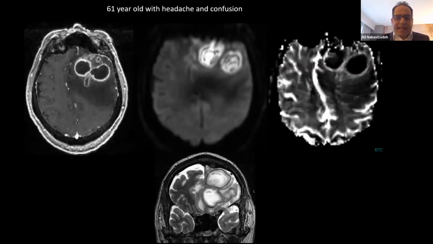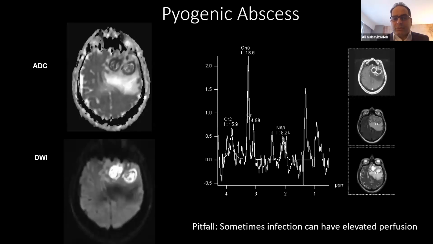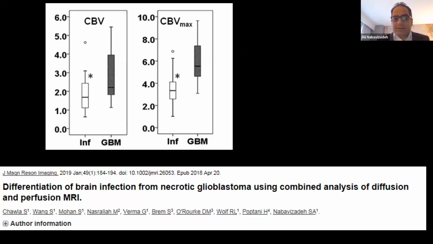This is a pyogenic abscess, where you can see a ring-enhancing lesion in the left frontal lobe with restricted diffusion and actual elevation of perfusion. This patient had pyogenic infection with elevated perfusion, kind of an unusual setting and appearance. We don't usually expect pyogenic infections to show increased perfusion, but occasionally they do, and so that is something to be aware of. The cold intracranial was also elevated.